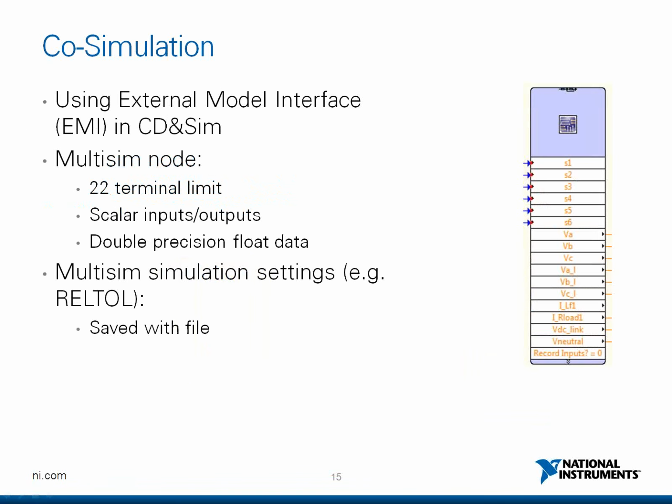So here in co-simulation, you are using an external model which you're trying to interface with. We have something called a Multisim node which calls this particular external model. The Multisim node is a maximum of 22 terminal unit, where it has a large number of scalar inputs as well as outputs. And you have to give double precision float data to this particular Multisim node. You can change the Multisim simulation settings from LabVIEW, which are saved with the file. These simulation settings might include any relative error tolerance and so on and so forth.